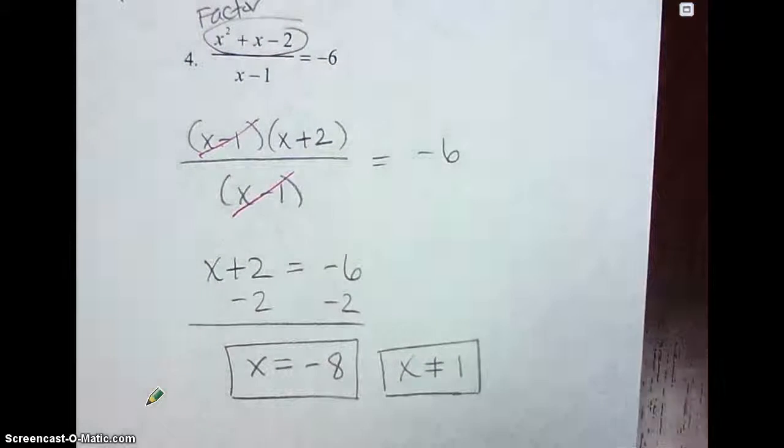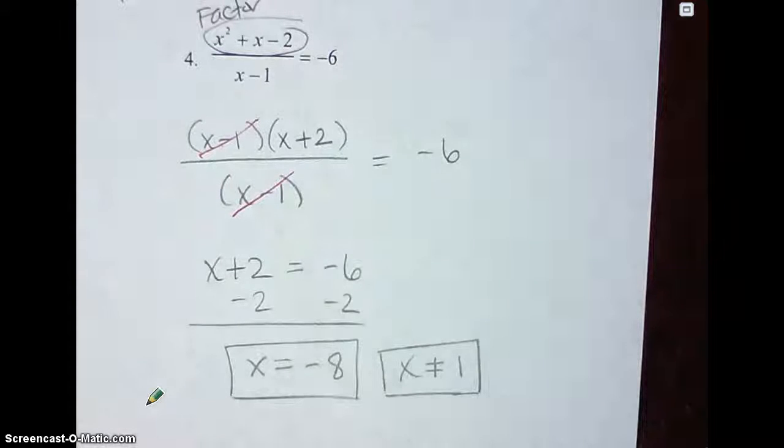Okay, so I want you to, on the back, go ahead and do 5 and 6. I want you to try 5 and 6.